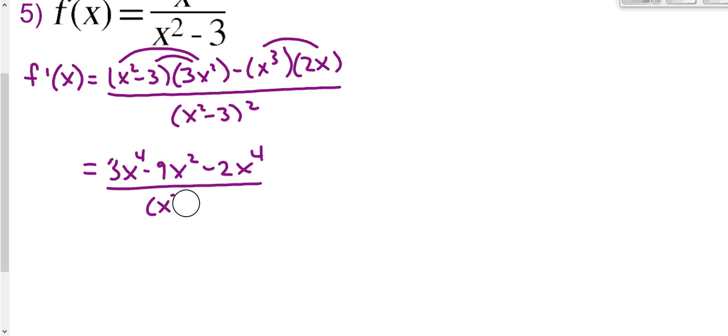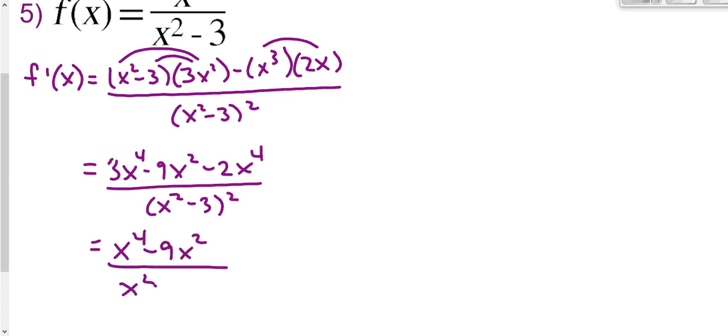x squared minus 3 quantity squared. Now let's combine the like terms in the numerator, and we have x to the fourth minus 9x squared over x squared minus 3 quantity squared. Sorry, I wish my tool was a little bit better and my writing could be a little more clear.